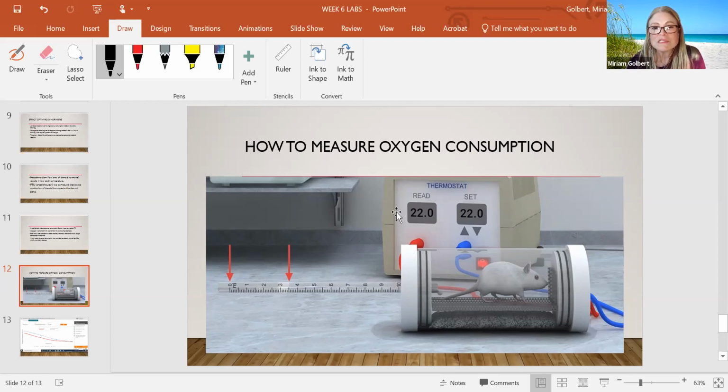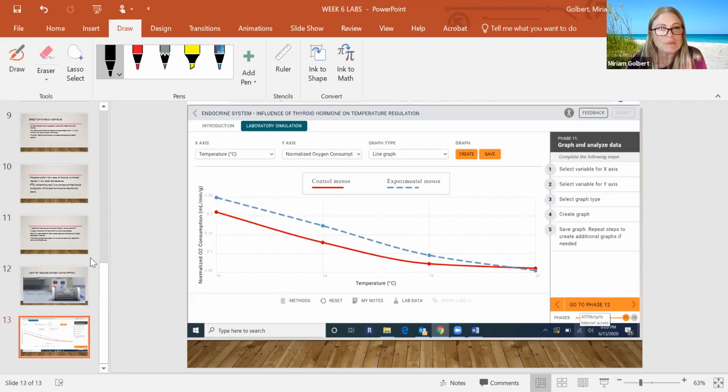And then we'll put them at a specific temperature. In this case, we have set up the thermostat at 22, which is fairly room temperature, we would say, right? 22 Celsius. Remember that in science, we always measure in Celsius and not Fahrenheit. So you're gonna do the same for both little mice, the one treated with PTU and the normal one. And we're gonna be changing the temperature higher or lower. And at the end, you're gonna end up with a graph that looks something like this.